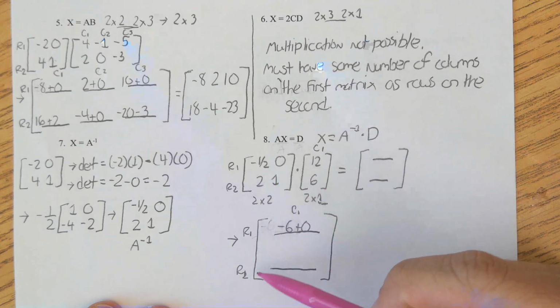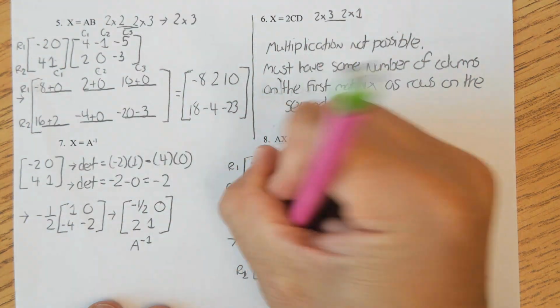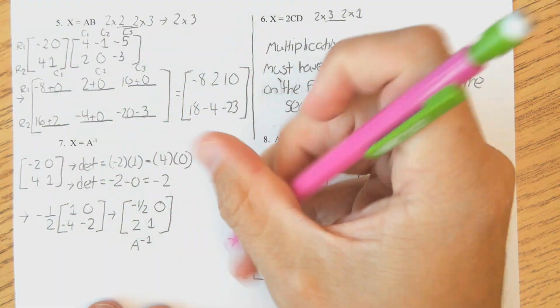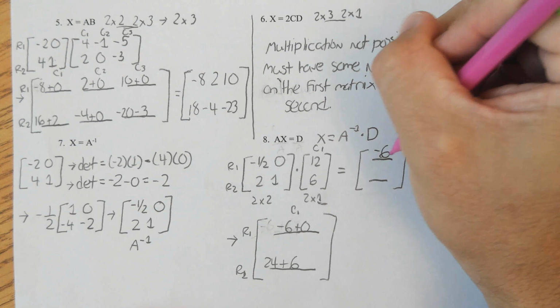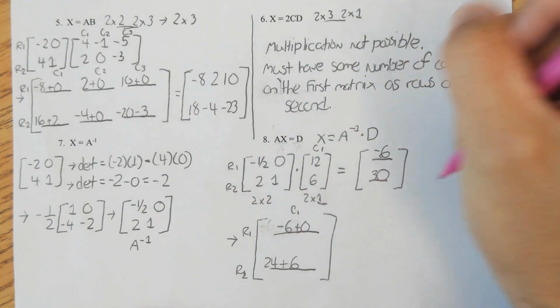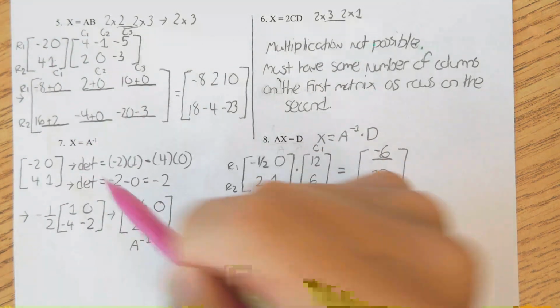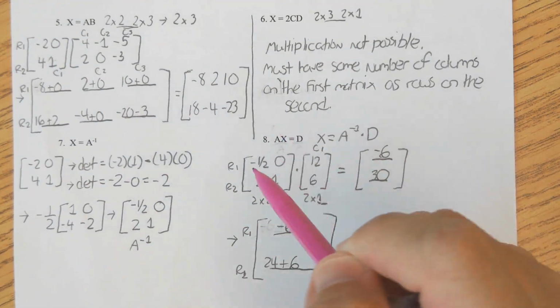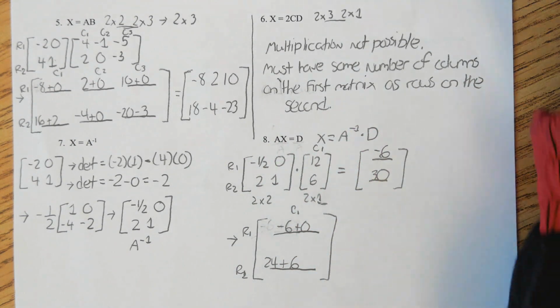Okay. Row 2 times column 1. 2 times 12 is 24, and 1 times 6 is 6. And so then our final answer, to simplify here: negative 6 plus 0 is a negative 6. 24 plus 6 is 30, and there you go. Now, thankfully, like I said, we already did the inverse in number 7, so we didn't have to spend all this time finding the inverse again, but you have to make sure. Inverse, inverse, inverse, okay?